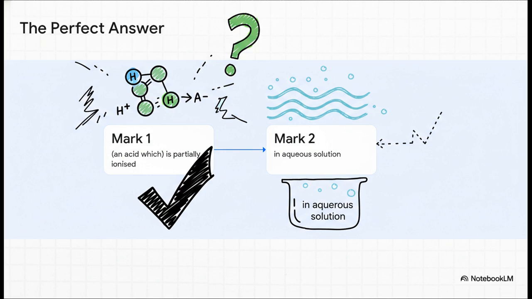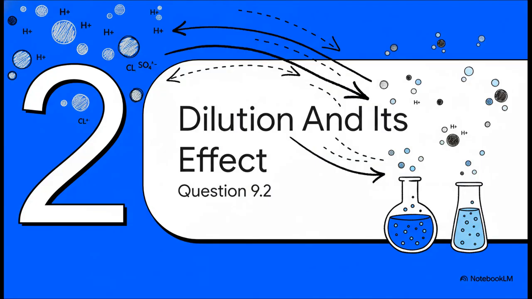Now, here's the really important part. The mark scheme says that second point is dependent on the first. You can't get the mark for mentioning water if you haven't already said it's partially ionized. It just shows that precision is everything. All right. Let's move on to 9.2 and see how this builds.